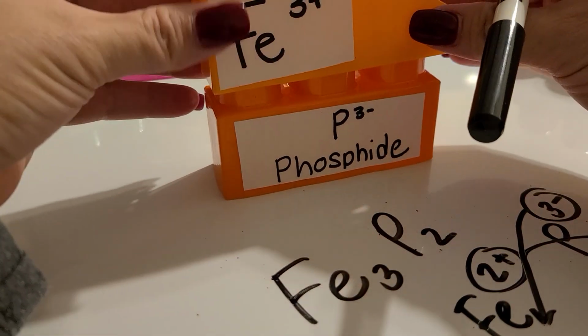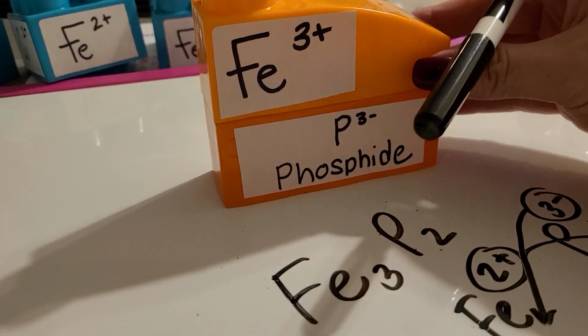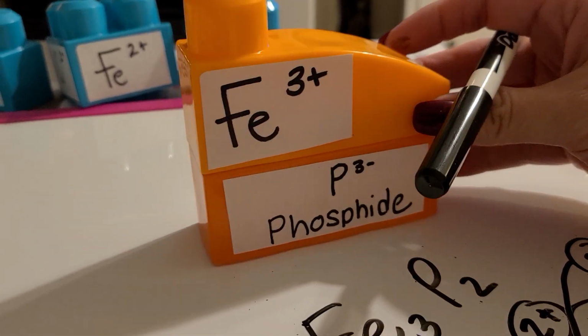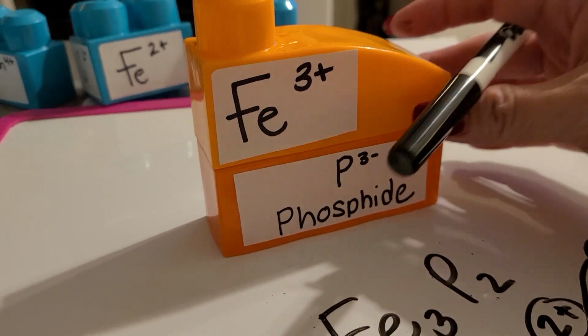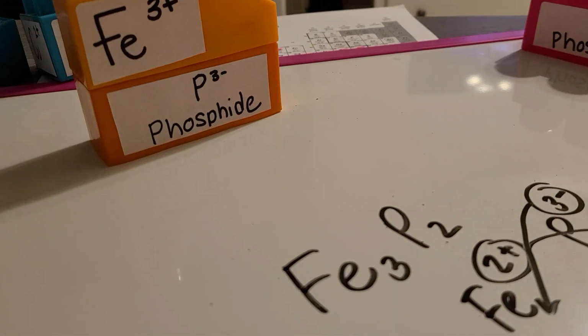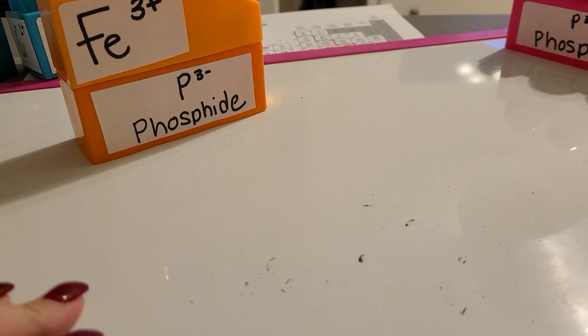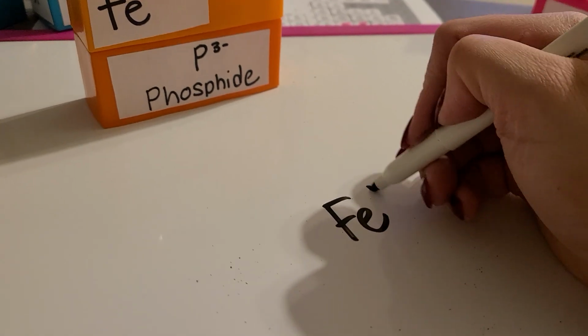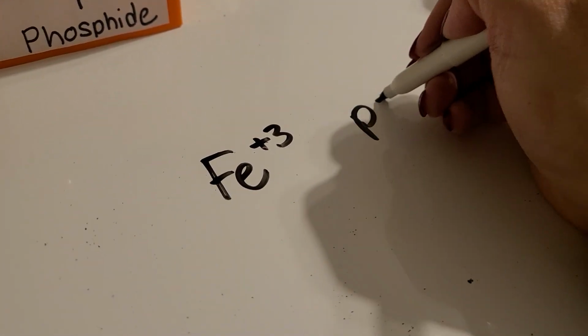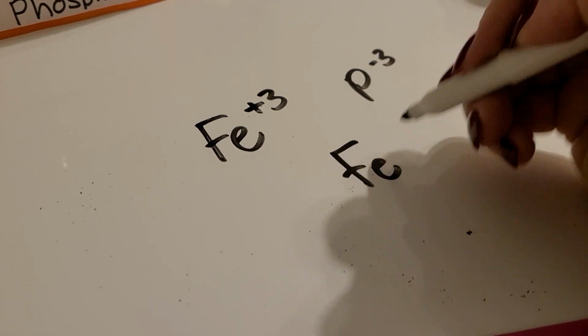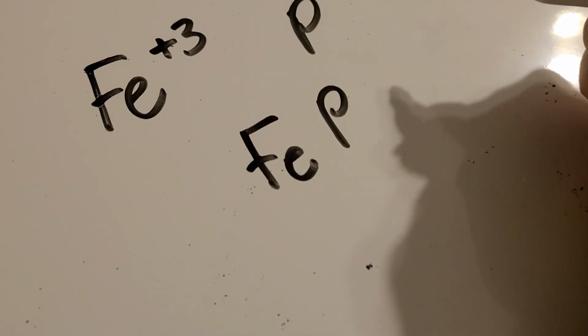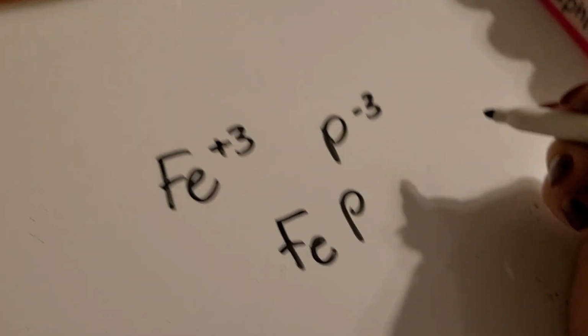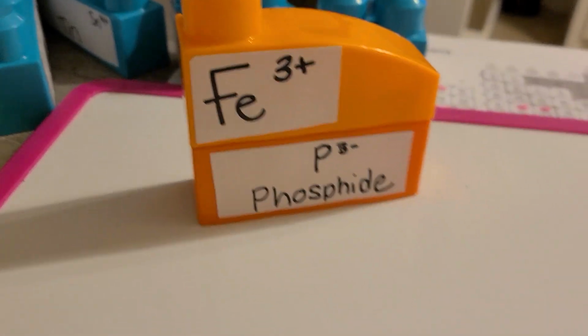So remember that the cation always has to go first. So because iron is a +3 and phosphorus is a -3, these two actually cancel out. So we only need one of each. Fe +3, P -3. That means it's just Fe with a P. So we don't actually need any numbers for that chemical formula because it's just a 1-to-1 ratio. So if you come across a compound that doesn't have any numbers, it means that those charges balanced out.